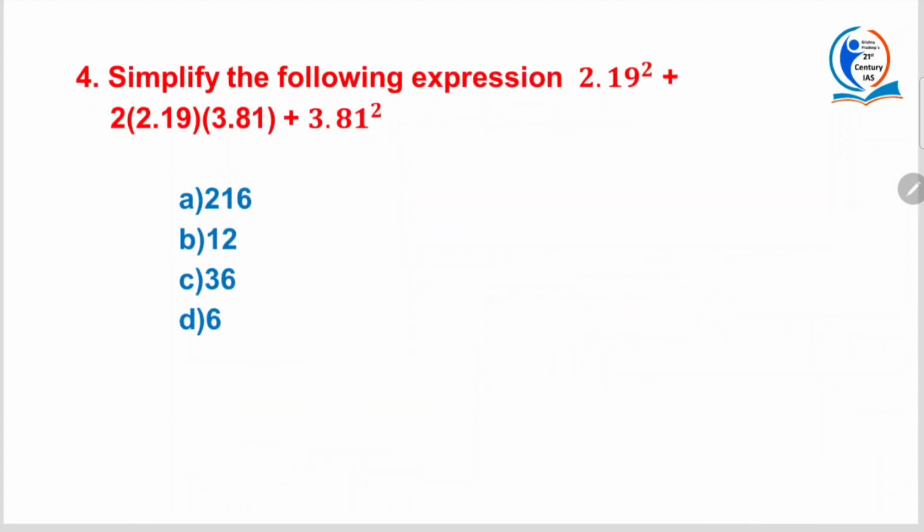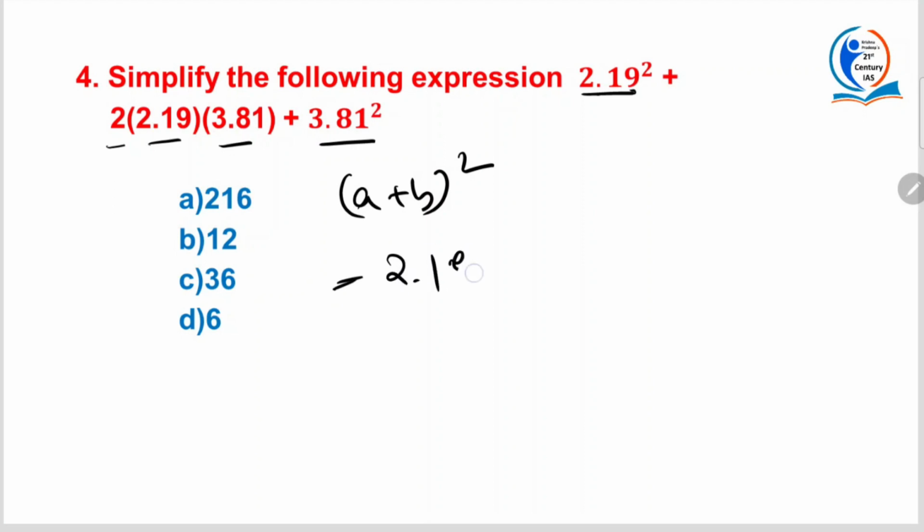Alright. Now, next one. Simplify the following expression: a square plus 2ab plus b square. By observing itself, you will get to know this, no? So a square plus 2ab plus b square is the expanded form of what? (a plus b) whole square. Now what is a? 2.19. What is b? 3.81.